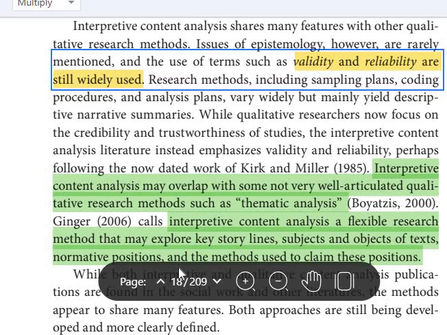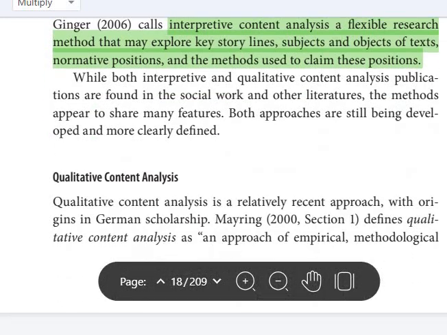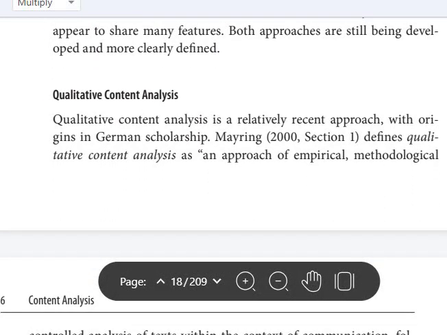Okay, interpretive content analysis is a flexible research method that may explore key storylines, subjects and objects of texts, normative positions, and the methods used to claim these positions. Now let's move on to the third one, which is qualitative content analysis. It is actually very recent, okay? That's why we don't have much knowledge about it. We don't have much epistemology on this approach. So it is a relatively recent approach.